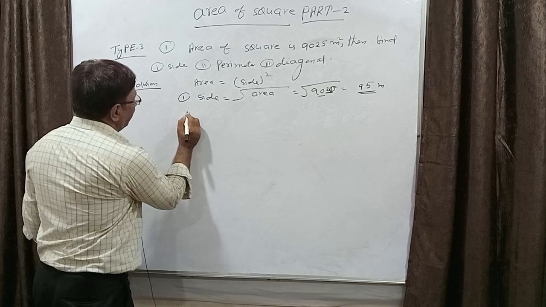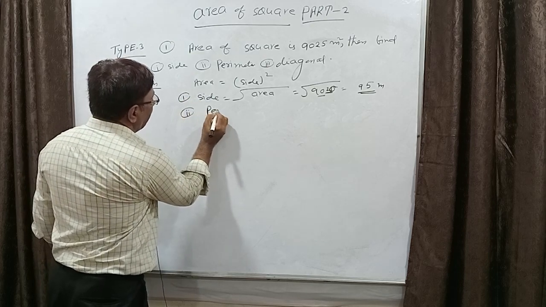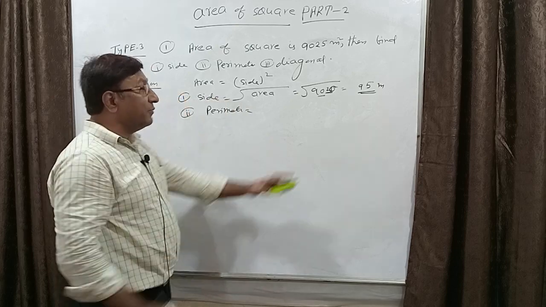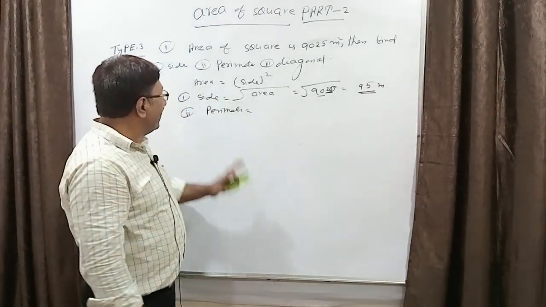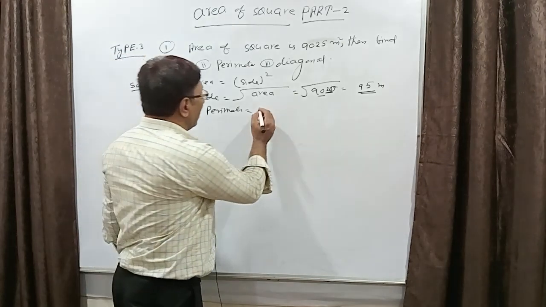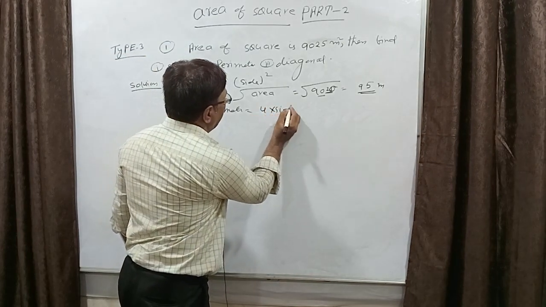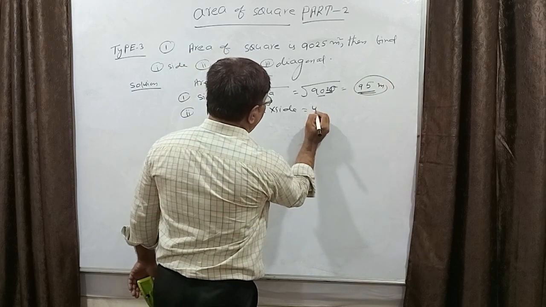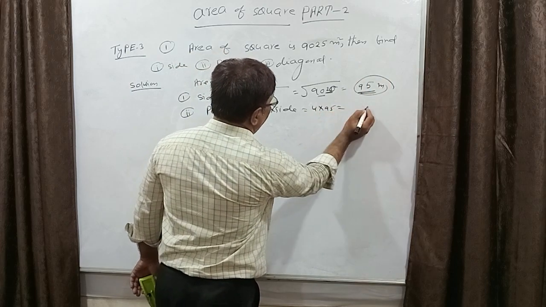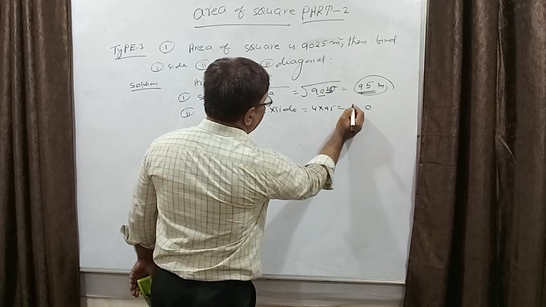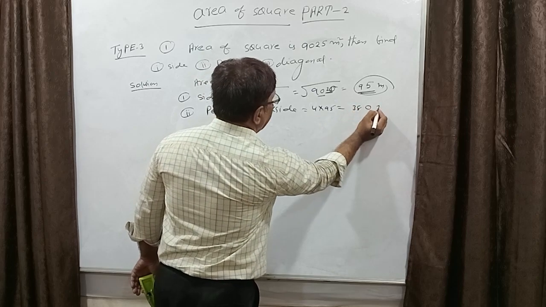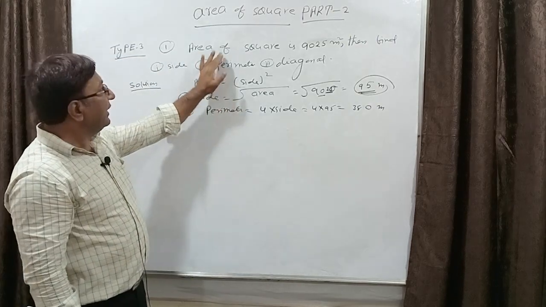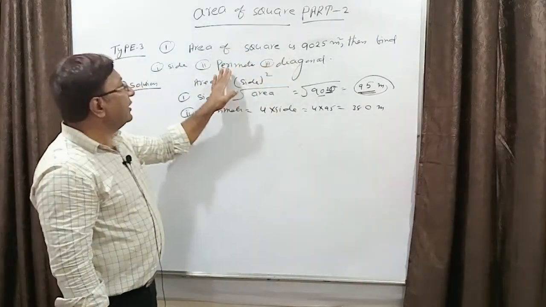Now see the second part. In the second part we need the perimeter. Now it is very easy because we already have side 95 meter and we need perimeter. The perimeter of a square is 4 into side. So the side is already found, and we can find 4 into 95. 4 5s are 20 and 4 9s are 36, plus 2 is 38. So 380 meter.